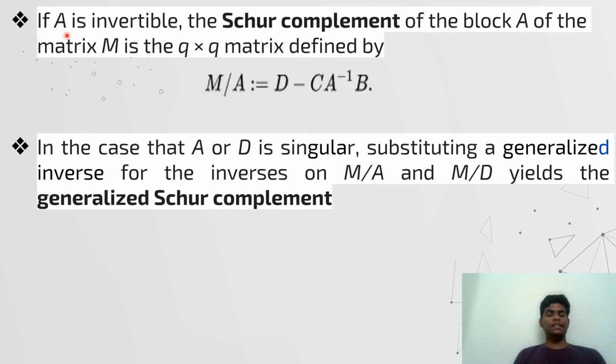If A is invertible, the Schur complement of block A of the matrix M is the q×q matrix defined by M/A = D − C A⁻¹ B. In the case that A or D is singular, substituting a generalized inverse for the inverses in M/A and M/D yields the generalized Schur complement.